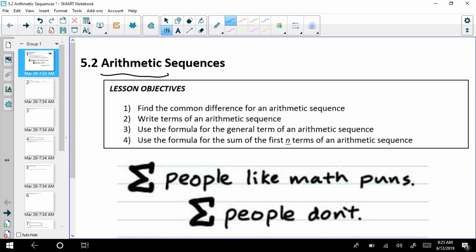Now, here's the good news. If we're dealing with a specific type of sequence, that means mathematicians, knowing how much they love their shortcuts, have developed formulas to help provide answers quicker. Because if it's a specific type of sequence, there's certain things that will happen every single time. So all of our objectives today involve becoming more familiar with arithmetic sequences and how they work. So let's take a look at it here.